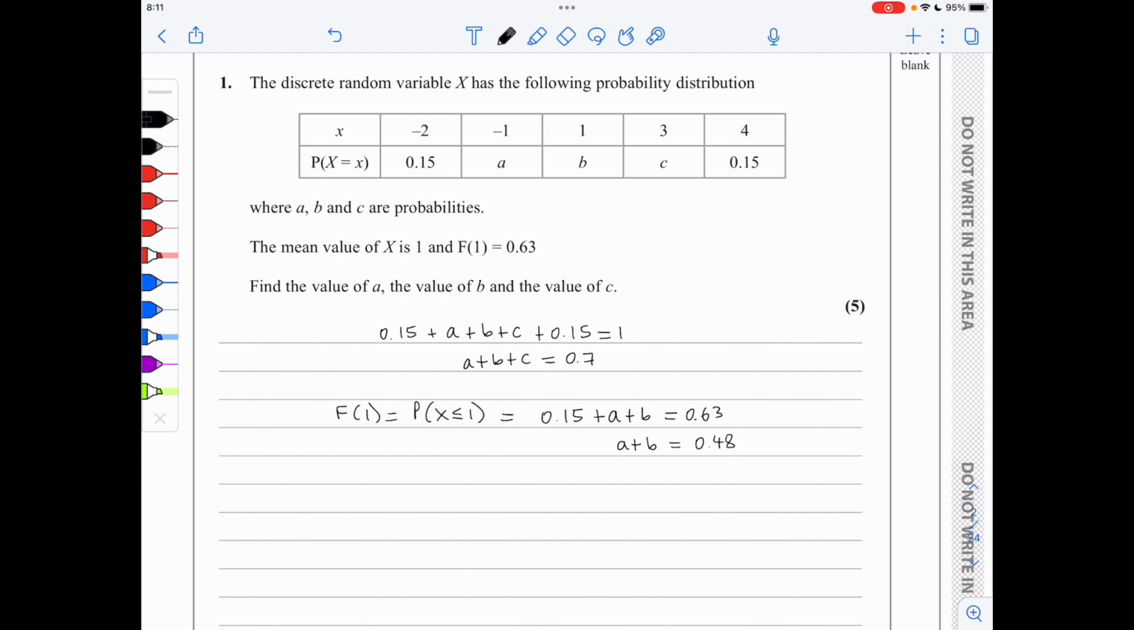Now based on this, we can actually find the value of c, because we have that a plus b is 0.48. So I could say that 0.48 plus c is 0.7, and therefore c turns out to be 0.22. Now the third piece of information was that the mean value of x is 1, and we can find the mean by multiplying each x with its associated probability.